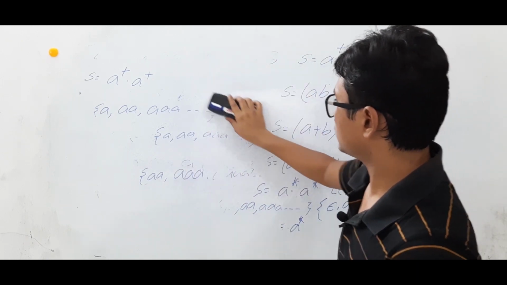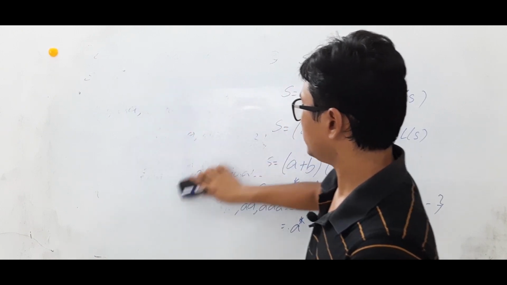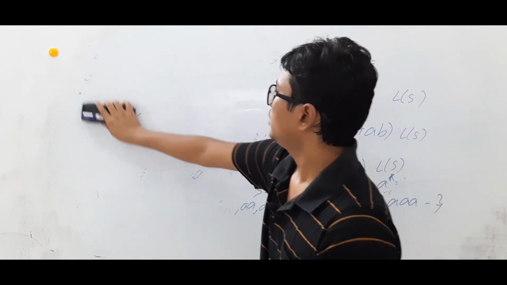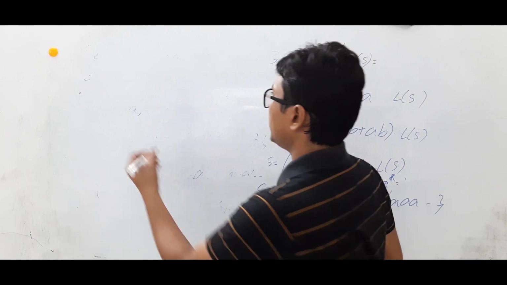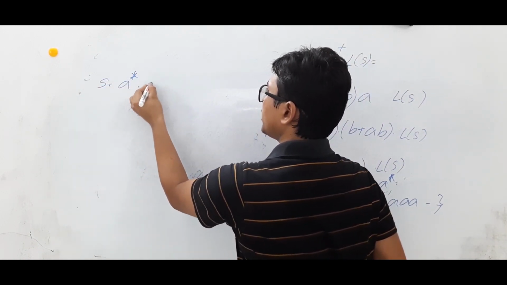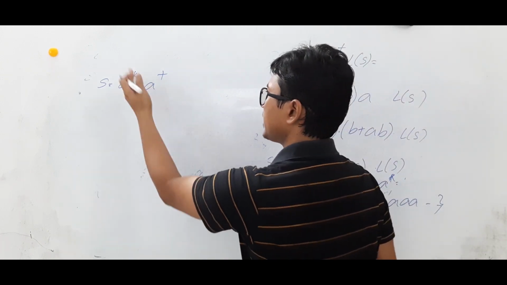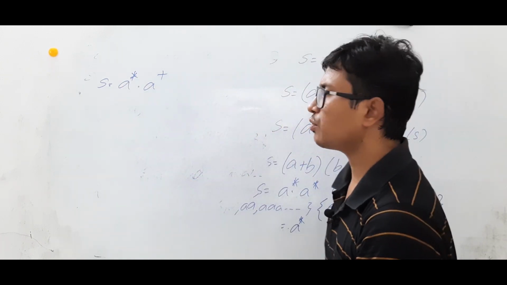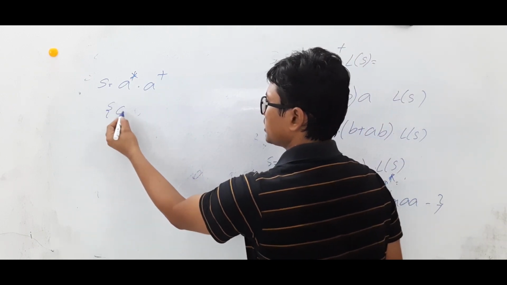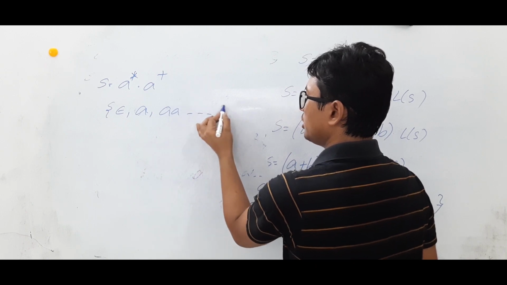Let me take another example. Some people may have this doubt also. Let me explain that one. Sir, if I apply star closure concatenated with plus, what will happen? We'll discuss anyway. Just expand. A star closure, what does it consist of? It consists of strings of length 0, length 1, length 2, and so on.